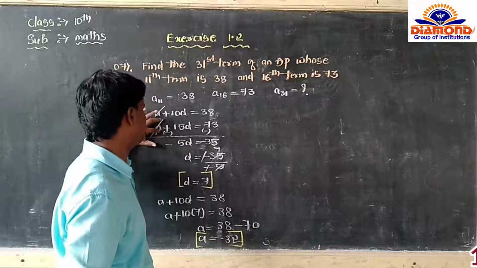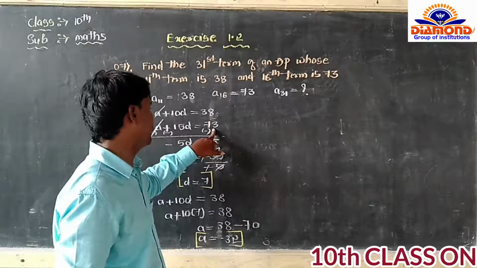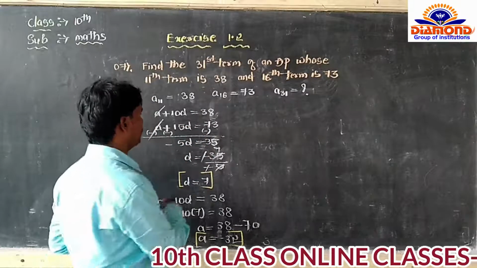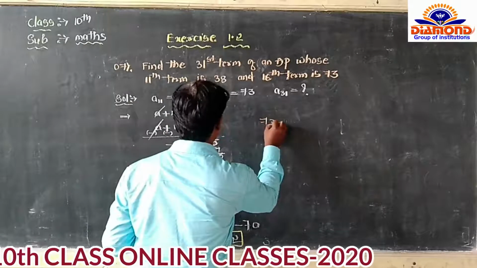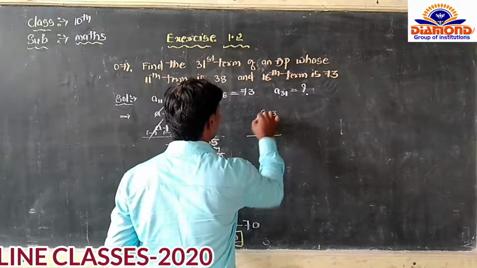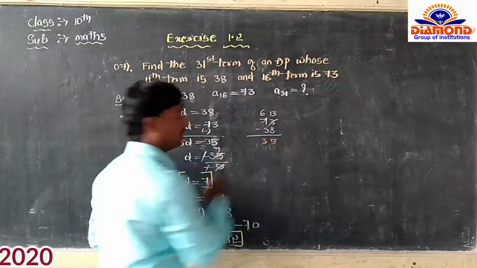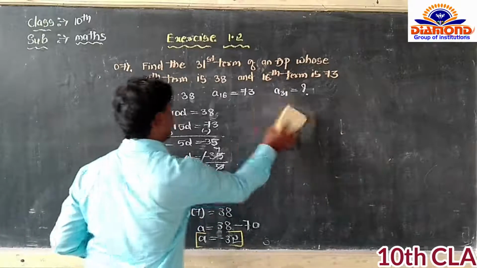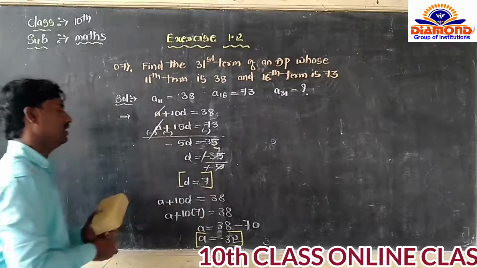Plus 10D minus 15D is equal to minus 5D, is equal to 73 minus 38. Minus 73, the answer we got is minus 15. So from 73 we should subtract 38. It becomes 13 minus 8 is equal to 5. Here 3, 35 we got. So minus 35. Next, this minus 5 becomes the denominator. Minus minus gets cancelled. 5 7s are 35.